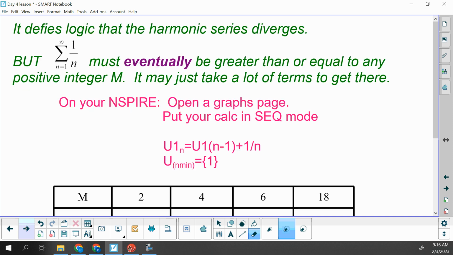Now, it's not very intuitive that the harmonic series diverges. But a way to think of it is, if you gave me a positive value, if we add enough terms in the harmonic series, we will eventually get to that value. So what we're going to do is, in our calculator, define the harmonic sequence recursively.